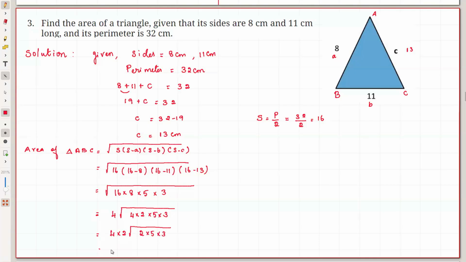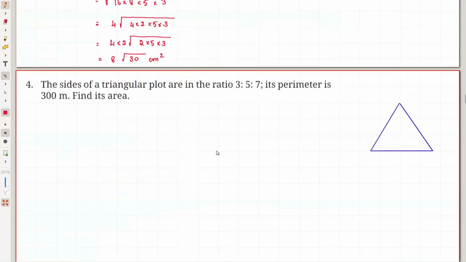Now 4 2s are 8, into 5 2s are 10, 10 3s are 30. So 8 root 30 is the area of the triangle ABC. The area unit is centimeters as given, so you can take it as centimeter square.